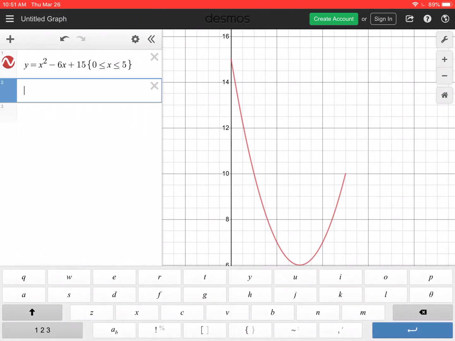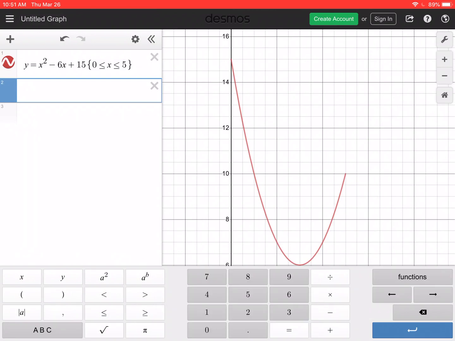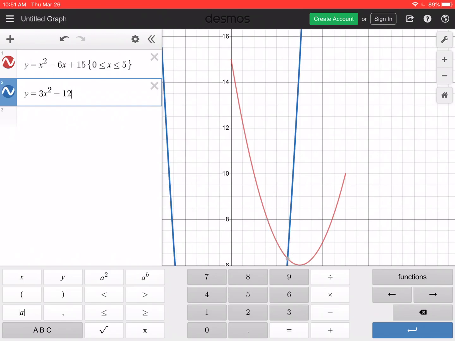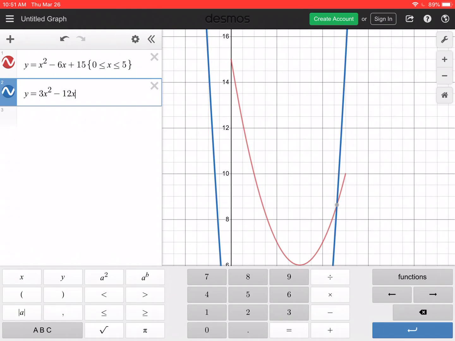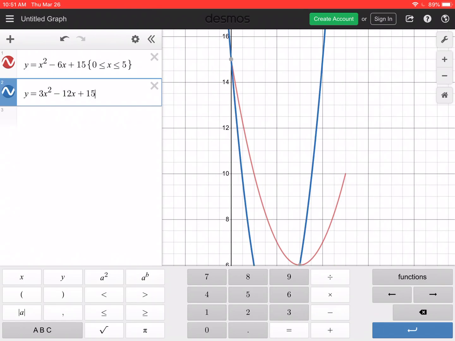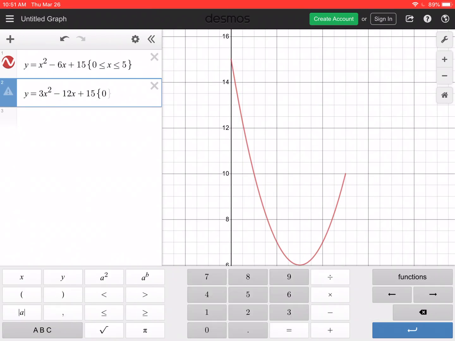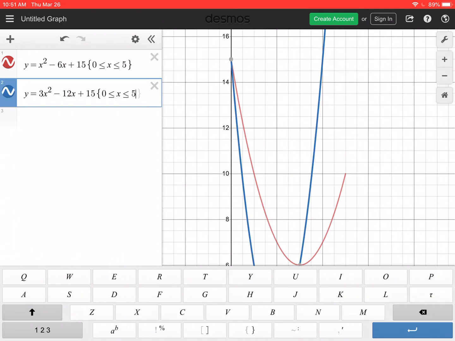And now let's get the marginal cost on here. So marginal cost we saw was 3q squared minus 12q plus 15. So that's y equals 3x squared minus 12x plus 15. And we'll go ahead and also include that restriction from 0 to 5. There we go.